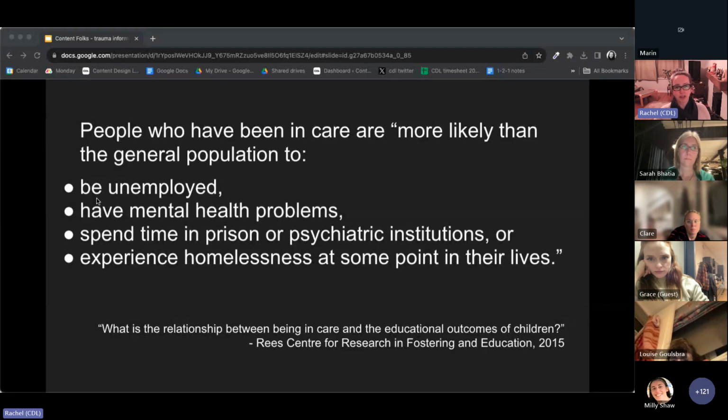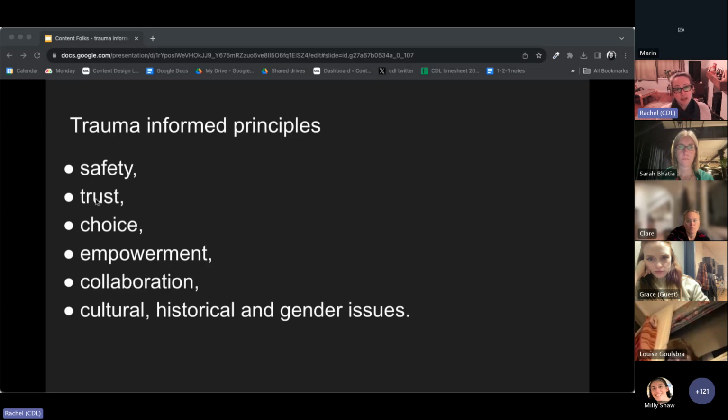So when I started working on Redress, I was looking for information about trauma-informed content, and there isn't a lot. People are talking about it in terms of user research and service design, but not in terms of words. So we had to learn by doing, and by using these trauma-informed principles as a framework. And I'm going to talk you through them now.